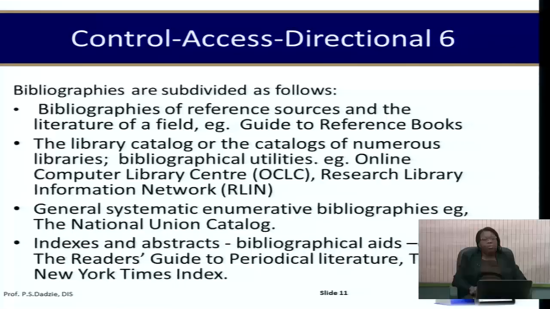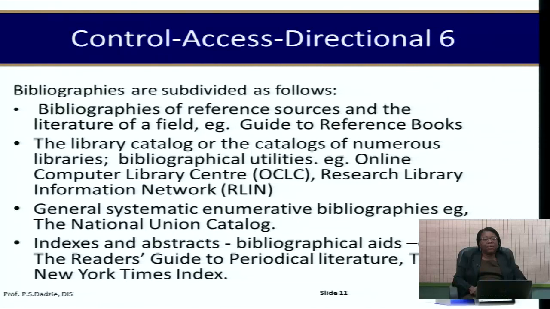The first type of bibliographies we usually call the literature of a particular discipline. You would refer to these as guides to the reference books. Another bibliography is known as the library catalog. I believe all of you have used catalogs, and when you come to the University of Ghana, we even have our catalog, which is online. The catalog enables you to find the materials which are listed in the library.